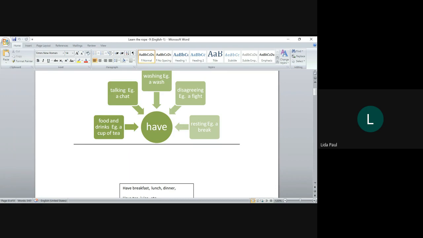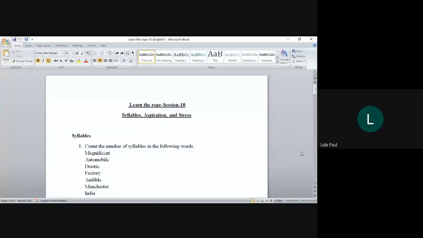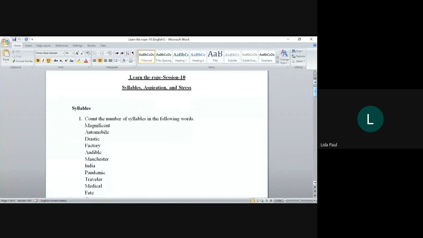I'm going to close this one and share the next file with you. Like I told you in the beginning, I will take up a little portion from next week's class also, because I don't think I will have sufficient time to finish the stress part if I focus entirely on this. So we'll discuss a little bit about this as well, and then maybe we can close for today. This is on syllables, aspiration, and stress. Stress we'll do in the next class, but maybe we can discuss a bit on syllables and aspiration today. Do you understand the concept of syllables?